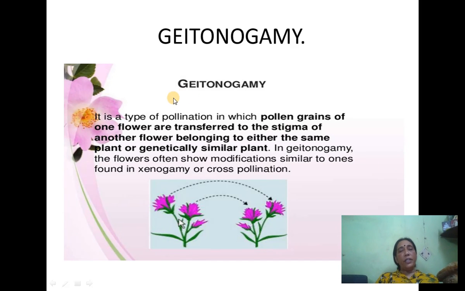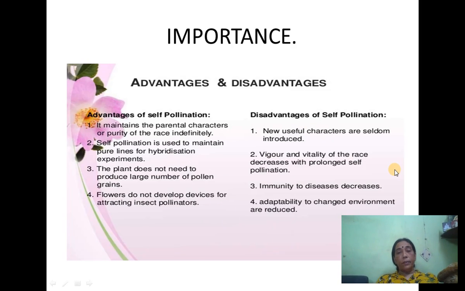Then what is geitonogamy? It is a type of pollination in which pollen grains of one flower are transferred to the stigma of another flower belonging to either the same plant or a genetically similar plant. In geitonogamy, the flowers often show modifications similar to those found in xenogamy, that is cross-pollination.